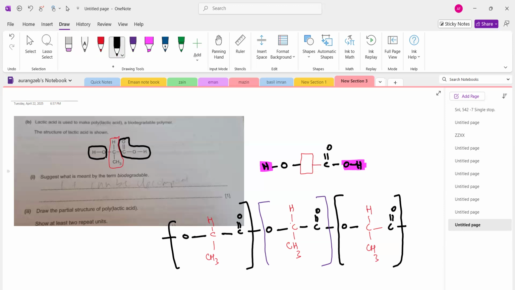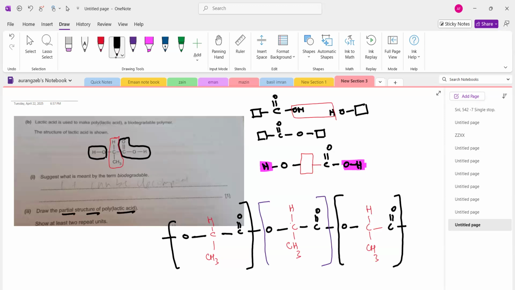Easily, as they were saying in the question, draw the partial structure of polylactic acid. And remember, whenever there is a condensation between a carboxyl group, look at this, and I'm drawing this carboxylic acid with alcohol, OH, what will happen? They will lose water and they condense together. So your product will be C double bond O, OH and H is gone, then comes O and then H.